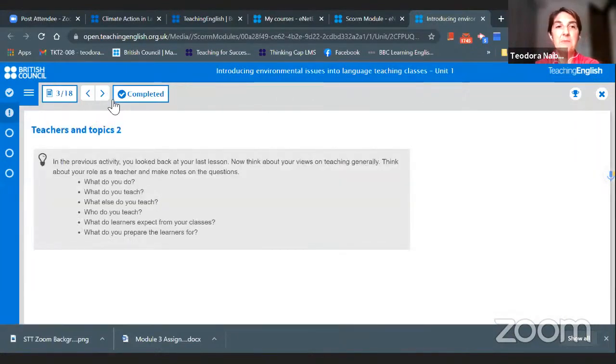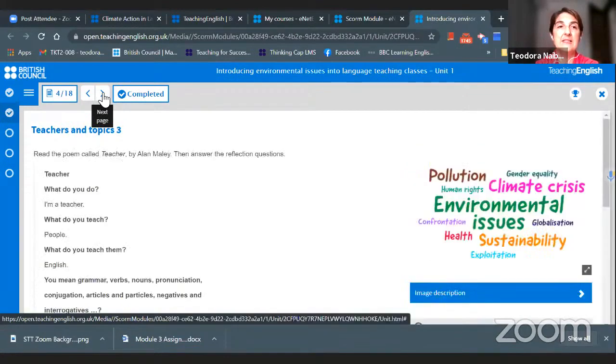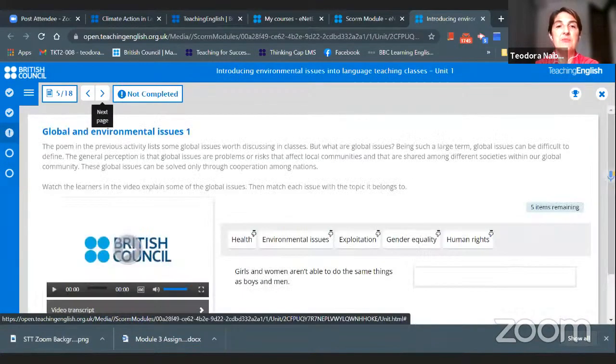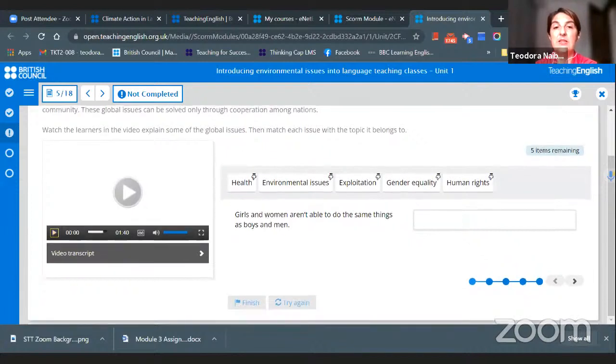And just remember that you use these arrows to navigate to the next page. Just remember that once you complete it, you need to click on finish. And if you're not satisfied with the score, with the answers, remember that you always have the try again button, which will reset the activity so that you can do it again as many times as you want.